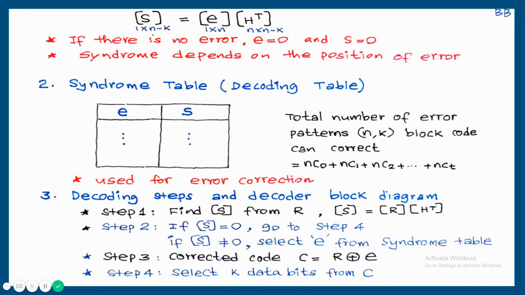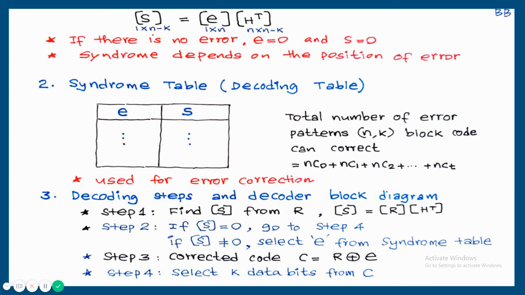Step number 4, select k data bits from C. So the total number of bits is n, but finally we need only k bits. Those k bits are data bits, n minus k bits are parity bits. Just remove the parity bits, select only the data bits. That is the function of finally the decoder.